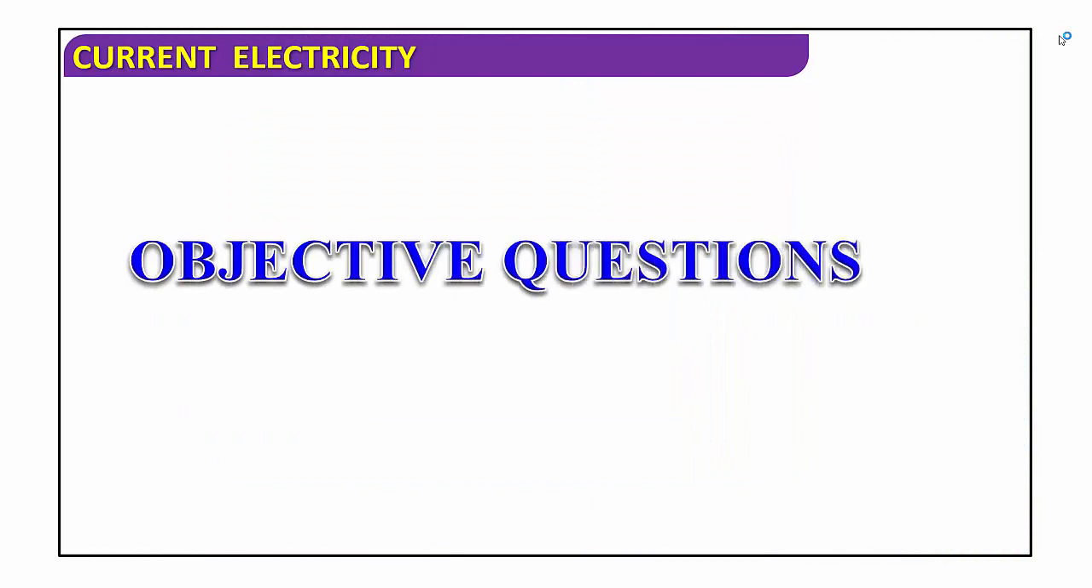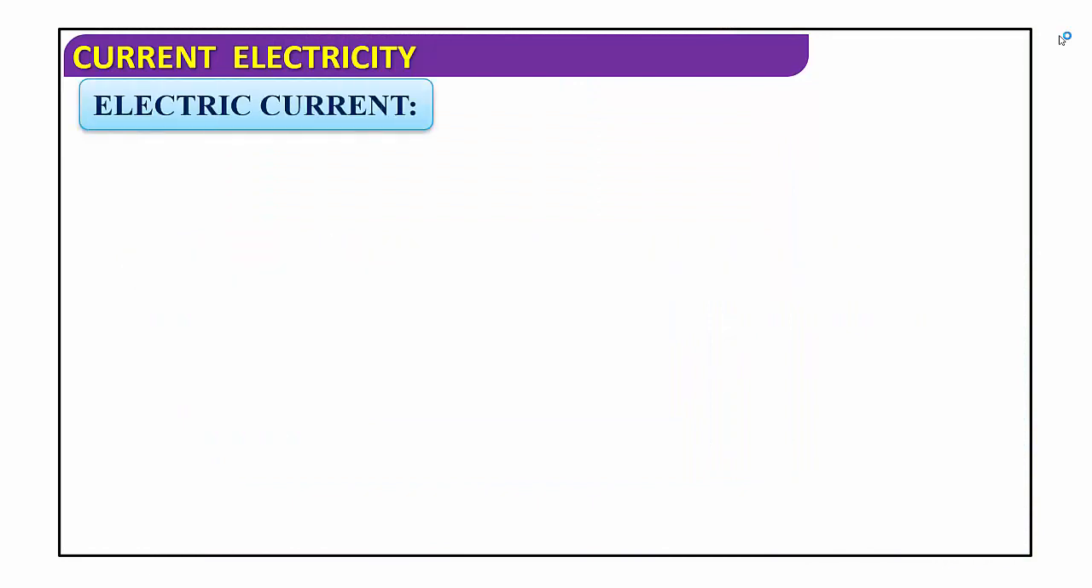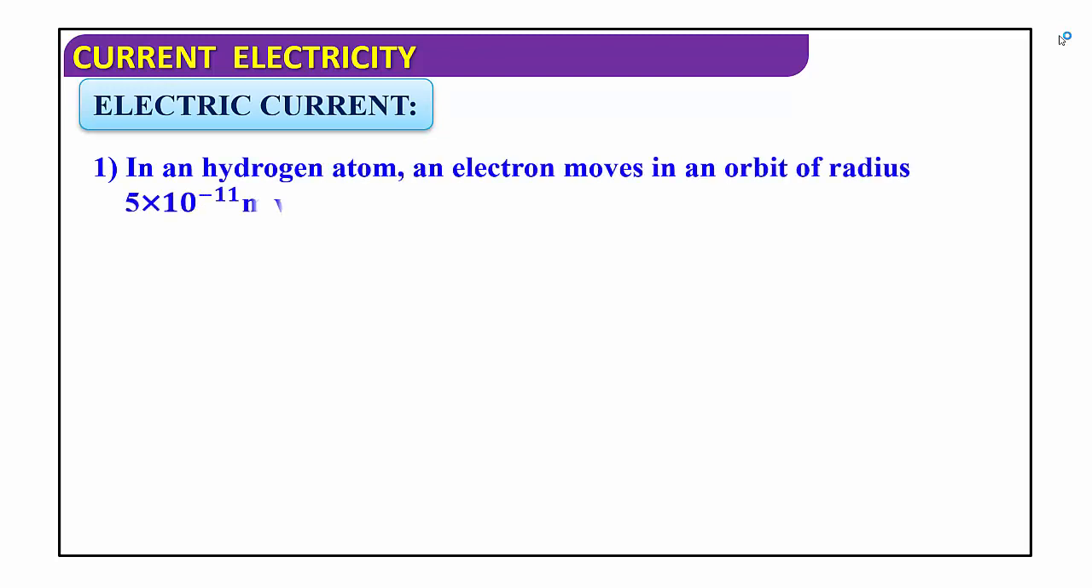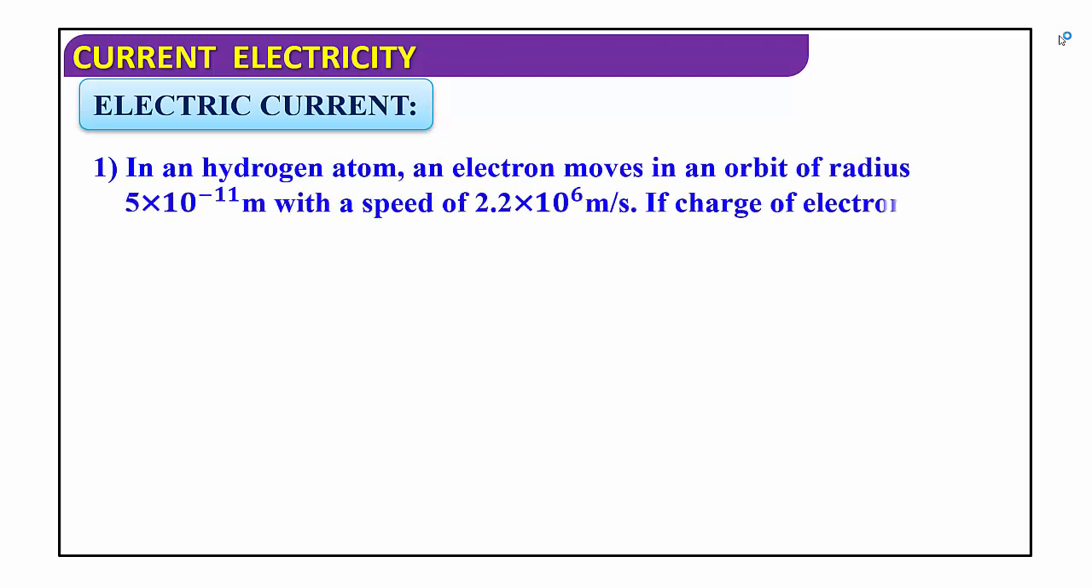Current Electricity. So let us solve objective questions. So now the question is based on electric current. The first question is, in a hydrogen atom, an electron moves in an orbit of radius 5 into 10 raised to minus 11 meter with a speed of 2.2 into 10 raised to 6 meter per second. If charge of electron is 1.6 into 10 raised to minus 19 coulomb, then the equivalent current is.